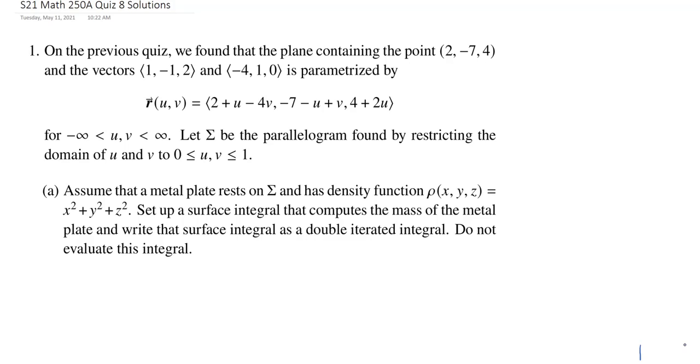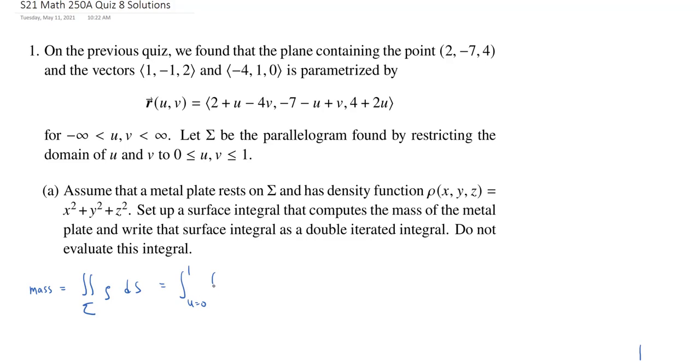So if we want to compute the mass of a plate on a surface, we want to integrate the density function. So this will be a surface integral over sigma of the density function. Now this is a scalar function, so our differential is going to be dS. Now, we're going to want to rewrite this as a double iterated integral. So we need the parameterization for sigma, we need to evaluate rho on the surface, and then we're going to need dS. So the nice thing is that sigma has already been given up here. So we're immediately going to be able to write this as an integral.